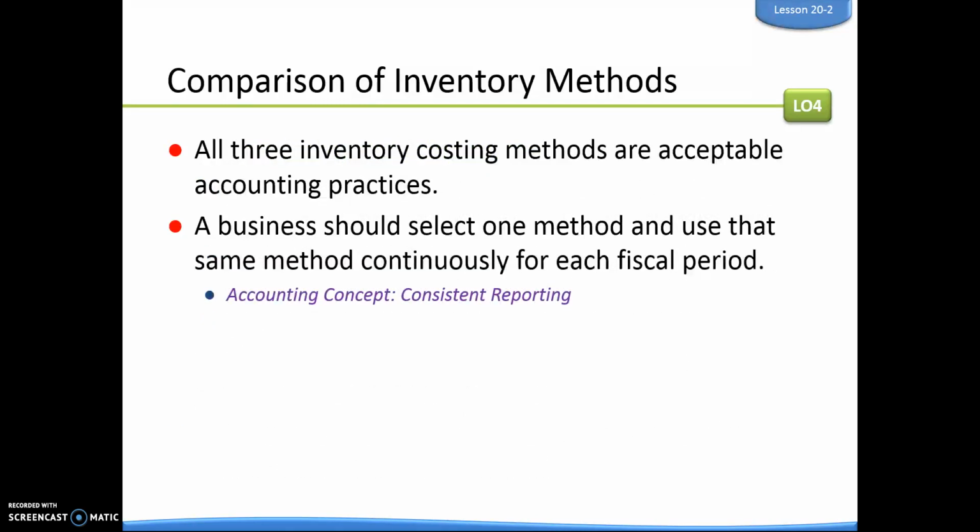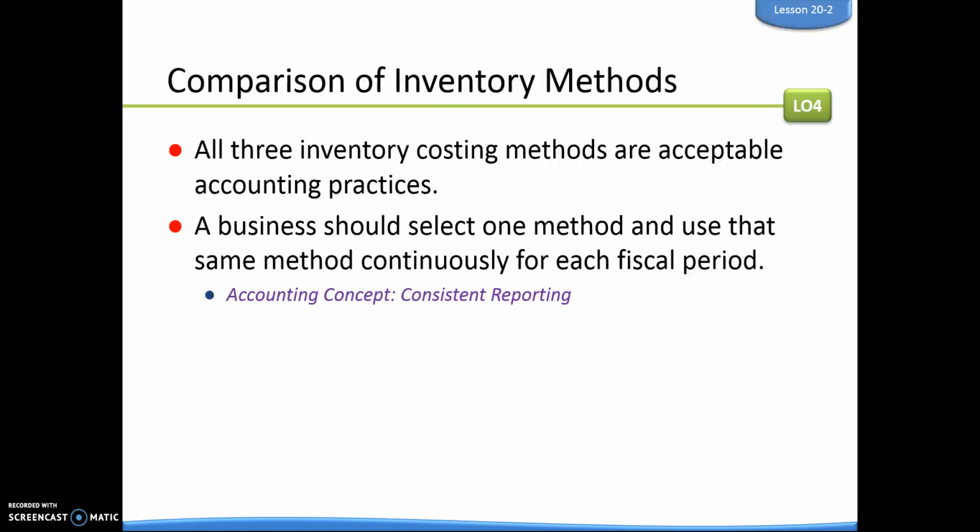Now, the thing we have to remember is that all three of these costing methods are acceptable accounting practices. You can choose any of them. A business, however, should elect one method and then use that same method continuously for each fiscal period. Obviously, that goes with the accounting concept of being consistent with your reporting. We can't choose to do LIFO one year and then move to FIFO because you aren't able to compare it.